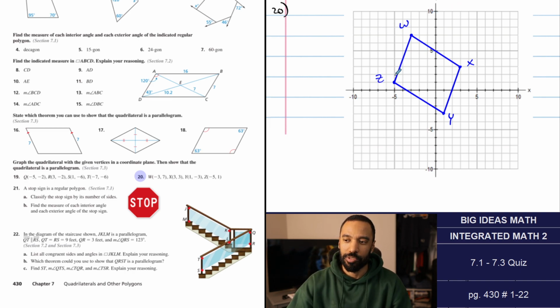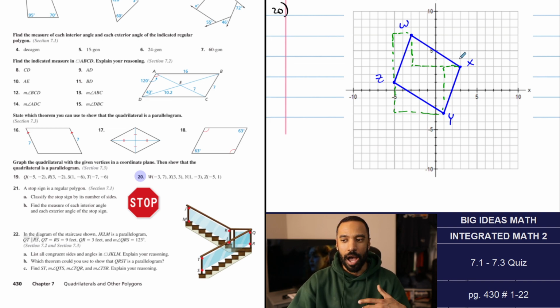If I find the slopes of opposite sides by rise and run, how much do I rise and run here? How much do I go down and over? If both sets of opposite sides have equal slopes, so they're parallel, then you also have a parallelogram. This is a rise of 1, 2, 3, 4, 5, 6 and a run of 1, 2. Rise of 6 over 2. Same thing here.